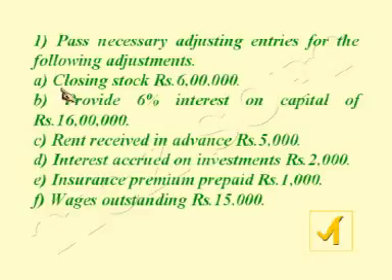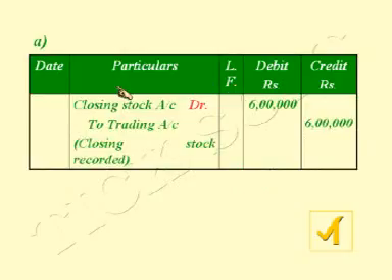The first adjustment is closing stock Rs 6 lakh. What is the journal entry for this? Closing stock account debit 6 lakhs to trading account 6 lakhs. So from the business point of view, closing stock is an income as well as an asset. So we have to show it on the trading account credit side and the balance sheet asset side.